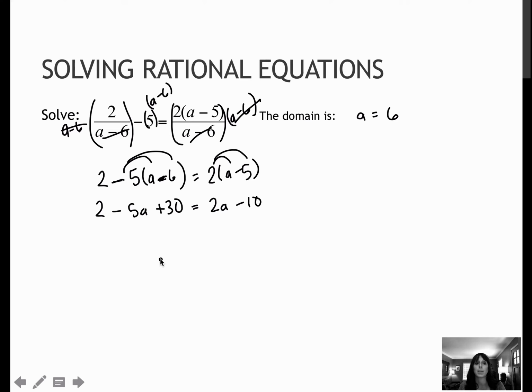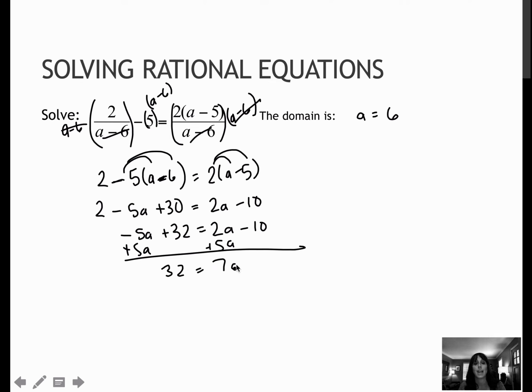Now, of course, I'm going to combine like terms. So this 2 and this 30 can reduce to 32. They can simplify, combine together, etc. Let's go ahead and add 5a to each side. And that leaves me with 32 equals 7a minus 10. I would add 10 to each side and get 42 equals 7a, and divide by 7 to get a equals 6.